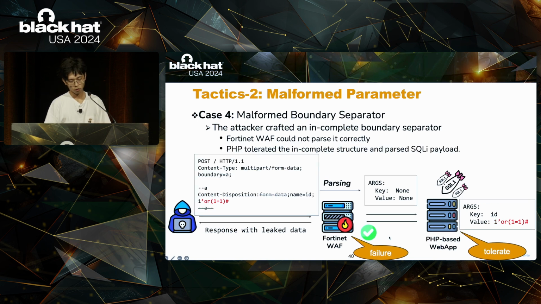In this case, we found an interesting fact that PHP-based web applications are very tolerant of malformed HTTP messages. After the attacker had deleted the closing boundary and the form data token in the content disposition, the PHP-based web applications can still extract the correct parameters like this, while the Fortinet WAF don't, because the body is too malformed.